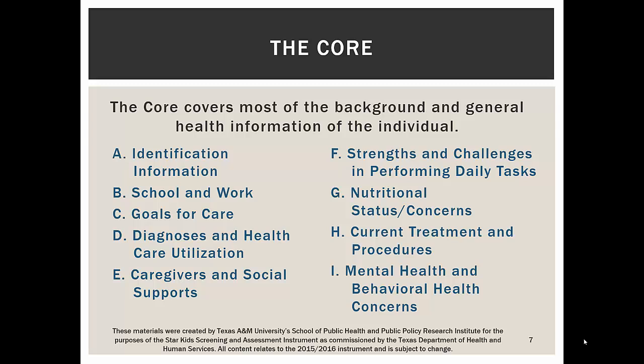Section B, School and Work. Understanding the educational and vocational settings an individual may be involved in can help determine the need for more or different services in the home. Section C, Goals for Care.